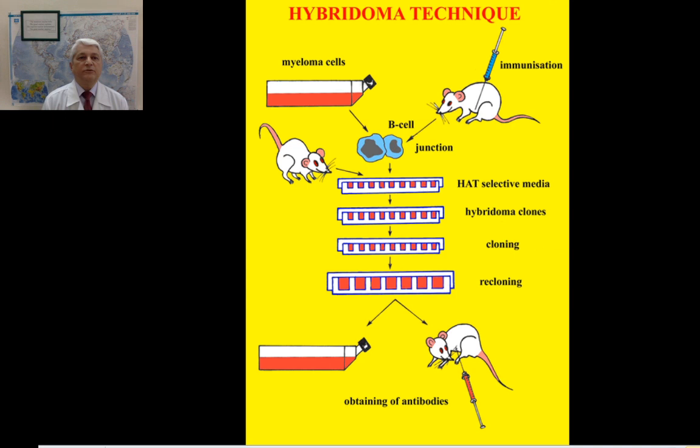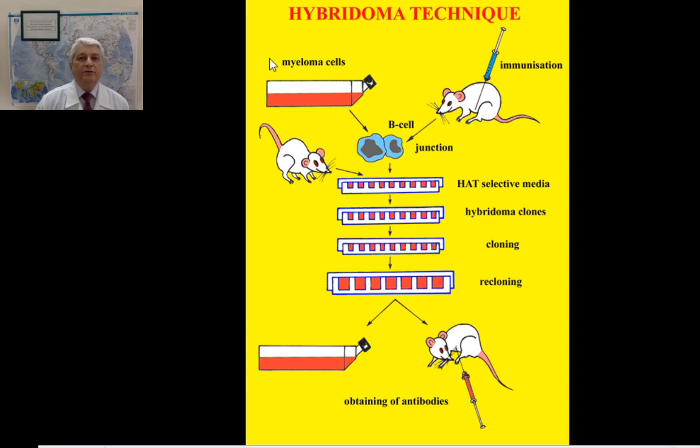And we need to obtain antibodies with desired specificity. How to do this? Köhler and Milstein solved this problem by hybridization of two cells: a malignant tumor cell and a normal B lymphocyte.